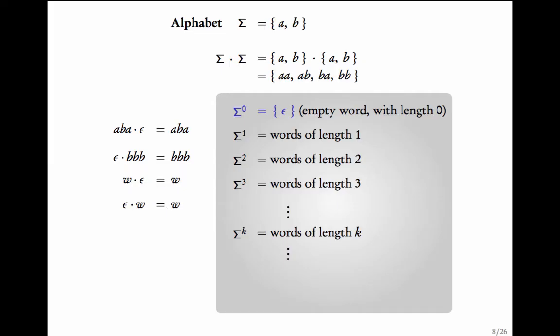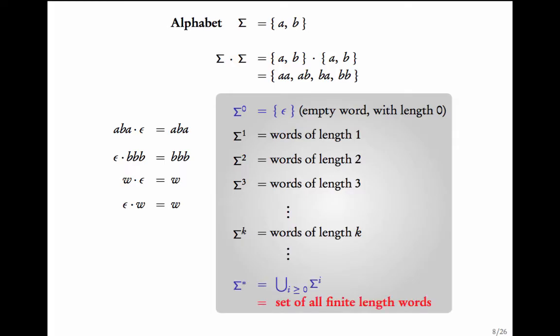We know that 2 power 0, 3 power 0, 4 power 0, these are all defined to be 1. Similarly, we define sigma power 0 to be just this set containing the empty word. Okay, so sigma power 0 is the set containing the word epsilon and this word epsilon is called the empty word and it has length 0. This is just a technical thing. Do not bother much if you do not get the point of this.